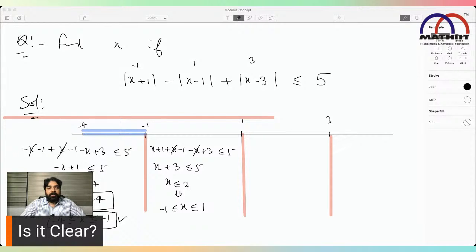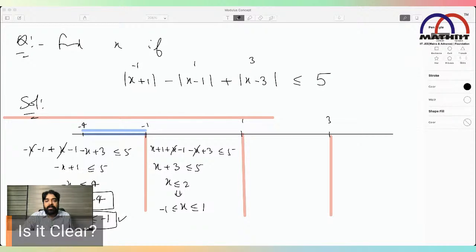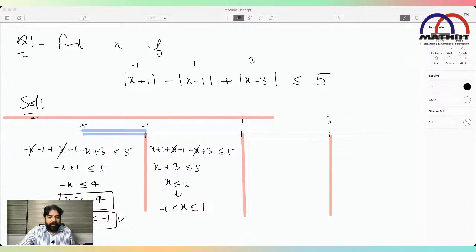This point should be clear. I took the complete interval from -1 to 1. Why so? Because less than 2 says take everything less than 2, but I cannot take everything less than 2, because my space is only this much, -1 to 1. So that's why I took only -1 to 1. Right? Okay, let's go ahead.